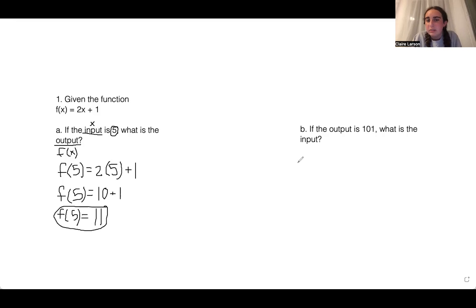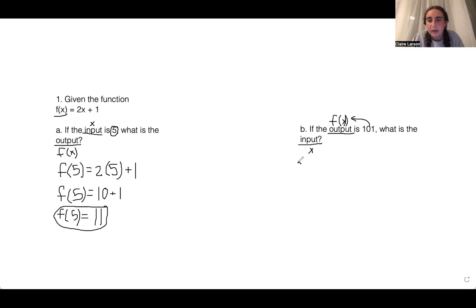Now we're going to move on to B. If the output is 101, what is the input? I'm going to annotate this again to make it simpler. Output means f of x, and the input means x. So we're going to plug 101 in as f of x, just where it is over here, because that's what it equals.